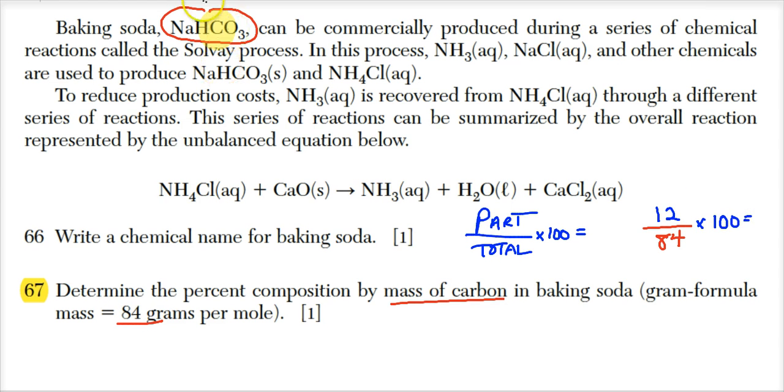I'm assuming everyone knows that if I go to the periodic table, the atomic mass of this 1 carbon, and 1 mole of carbon, the atomic mass is 12. That's where I'm getting it. I showed you how to do that earlier. So they want you to determine it, not just set it up. So 12 divided by 84 times 100, and I get 14%. I think it's good enough. 14%.